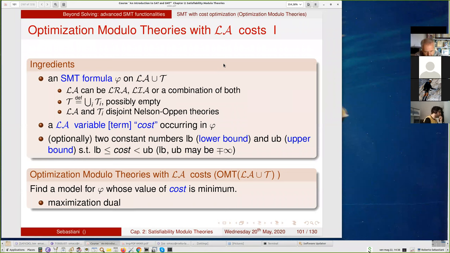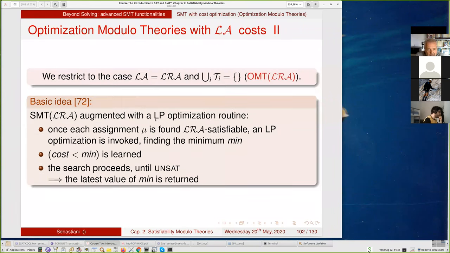You may also have some extra information, like an upper or lower bound on the value, if you have this information. So this is the generic term. We have many sub cases.